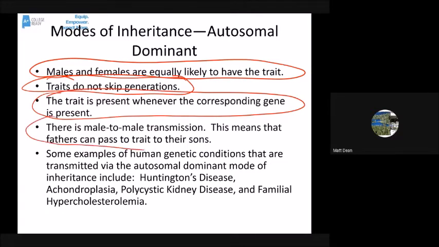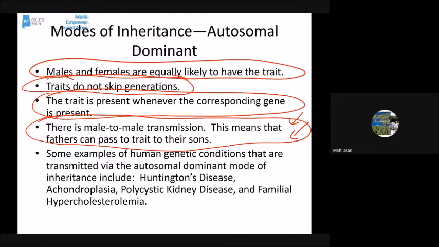There can be male-to-male transmission, and what we mean by that is that fathers can pass this trait on to their sons. Fathers can also pass it on to their daughters. Mothers can pass it on to their sons. Mothers can pass it to their daughters. The reason we mention this is because in X-linked traits, fathers can't pass that on to their sons, at least not normally.